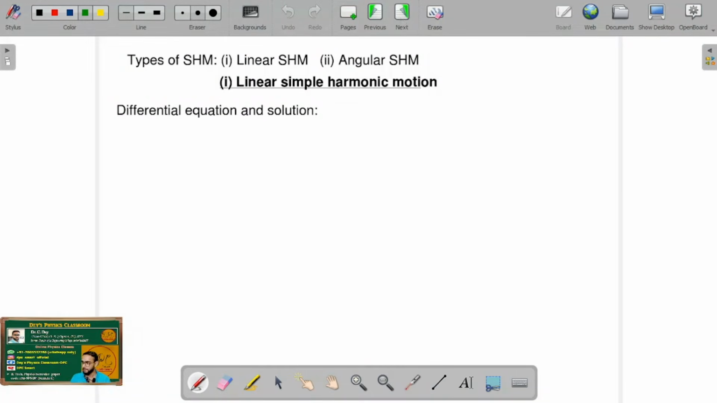Now there are two types of simple harmonic motion, that is, one is linear harmonic motion and the second one is angular harmonic motion. Firstly we will start with linear simple harmonic motion, or motion under linear restoring force.